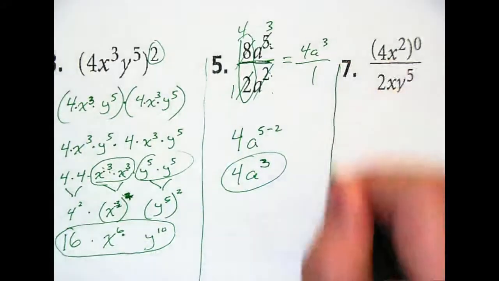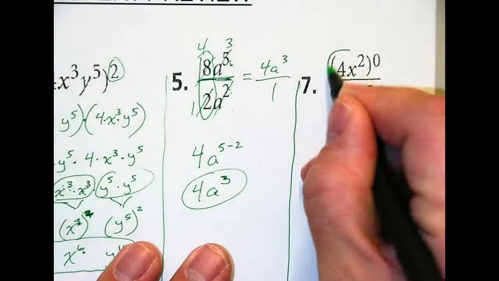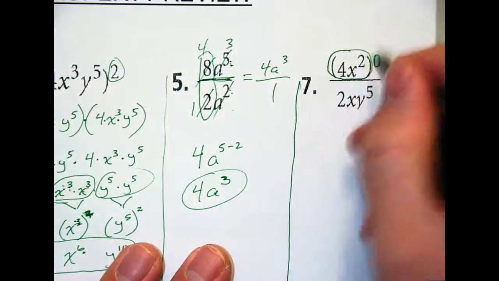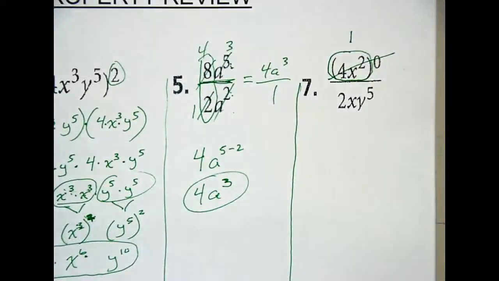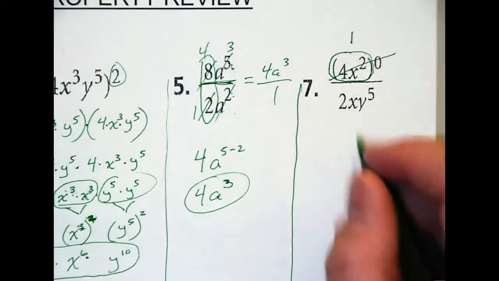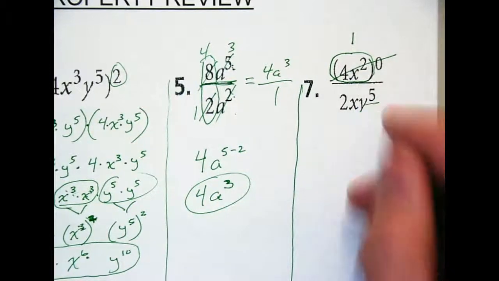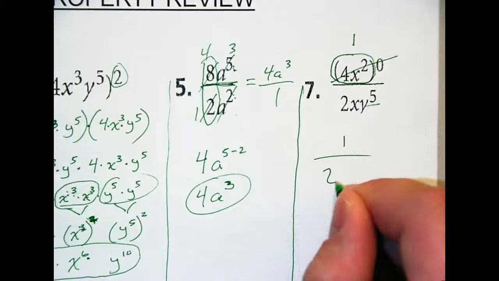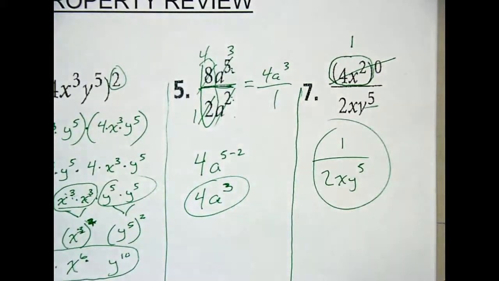Tell your neighbor what anything to the 0 power is. 1. Okay, so if you're raising all this mess to the 0 power, it is 1. So we have 1 on top. On bottom, we have 2xy to the 5th. There's nothing to put together down here. There's nothing to cancel up top, so our answer is 1 over 2xy to the 5th. Questions there?